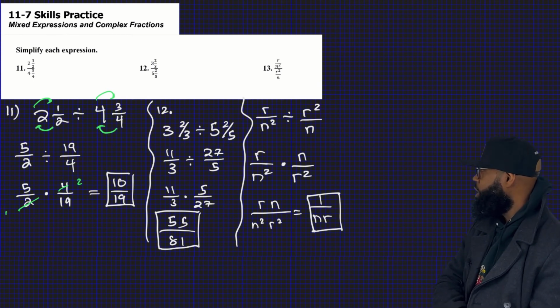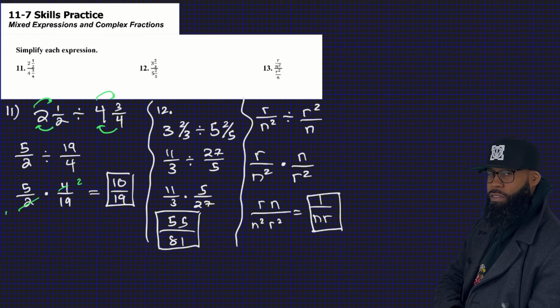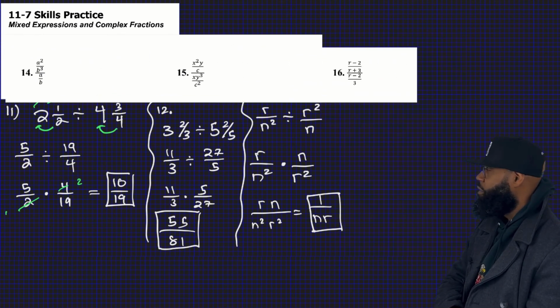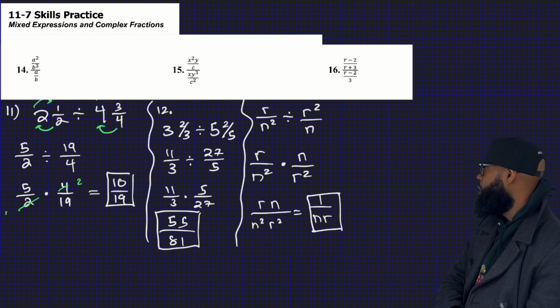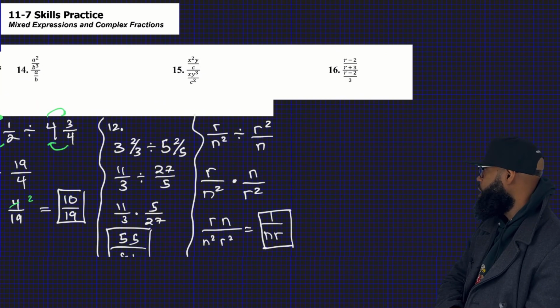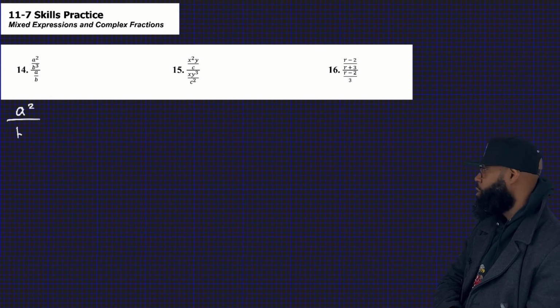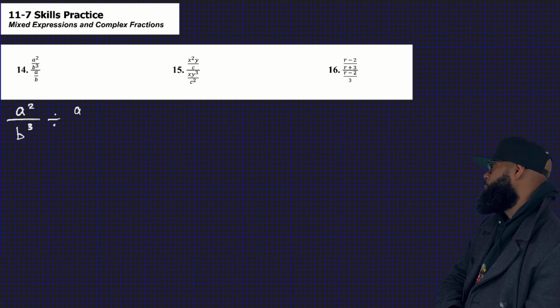Complication can come in the understanding of flipping, taking the reciprocal of the second term and making sure that it's no longer division, it's multiplication. So keeping the routine, keeping the style. Number 14, a squared divided by b cubed. You hear that pause? Divided by a divided by b.